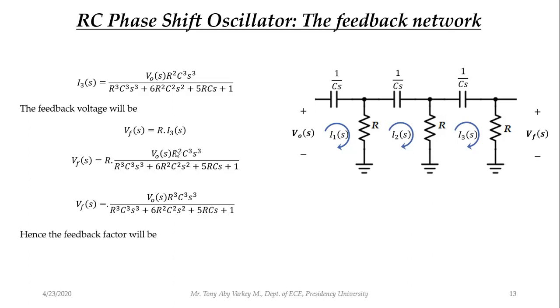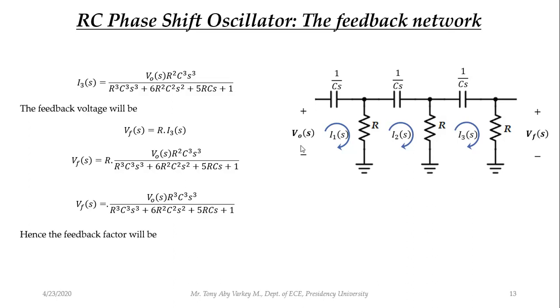Now, what will be the feedback factor then? Beta. Beta is always what? Vf of S by V output of S. How much voltage is fed back to the input? How much part of the output voltage is fed back to the input? That is what is called the feedback factor. Correct. So Vf is the feedback voltage and V output is the output voltage.